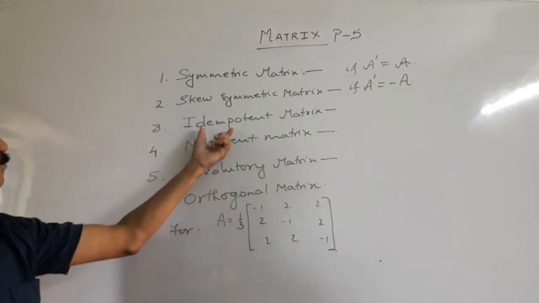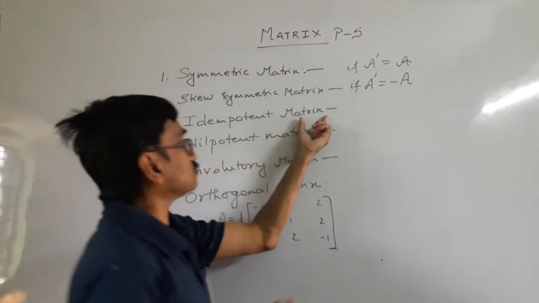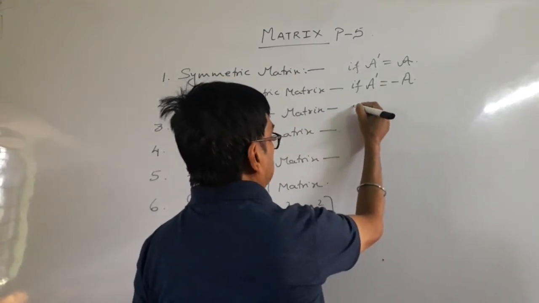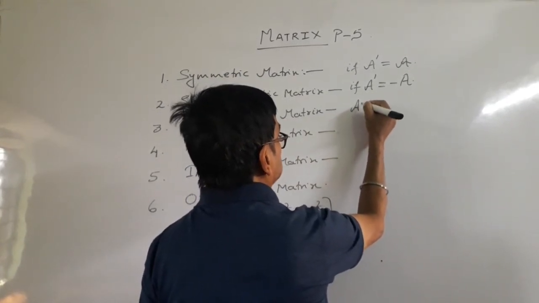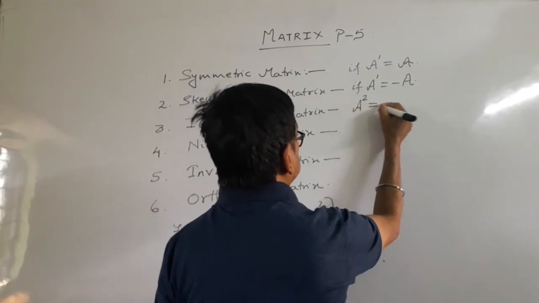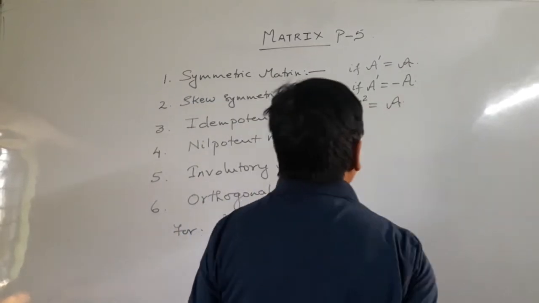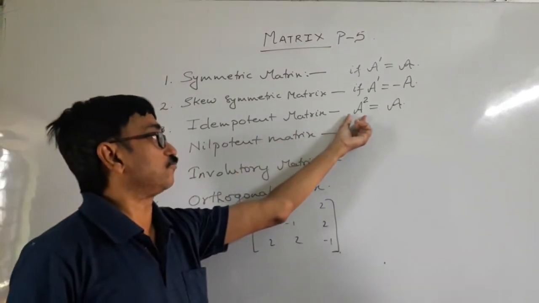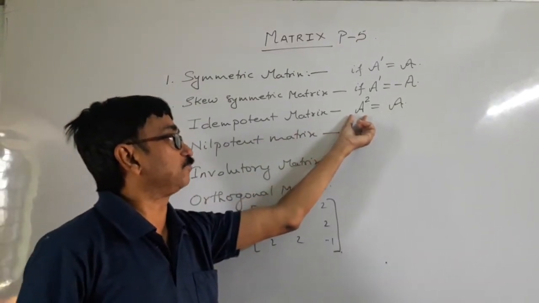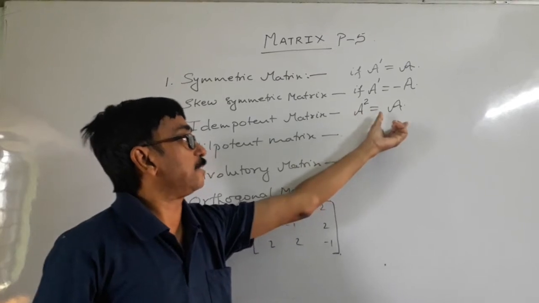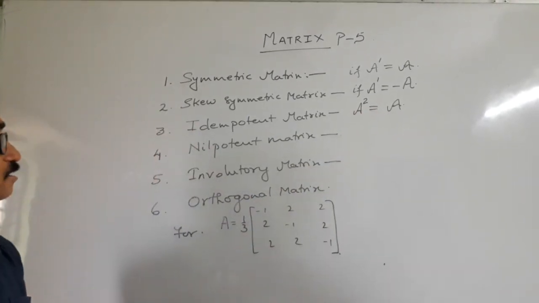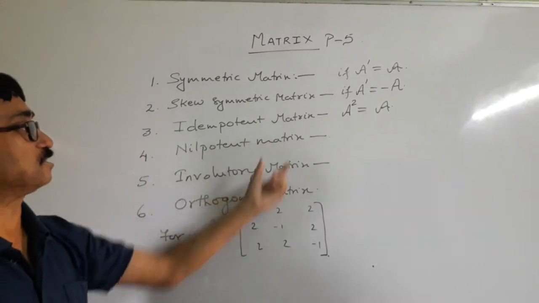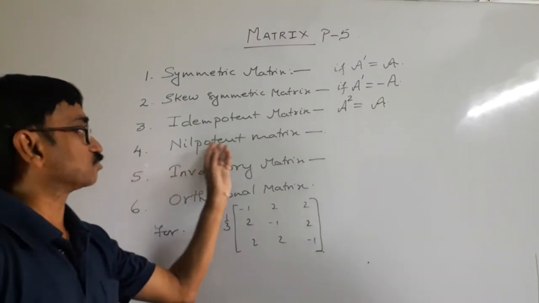Next comes idempotent matrix. It is also a square matrix. For any square matrix, it will become an idempotent matrix if A square is equal to A. If we multiply that matrix, we get the value for A square, A into A, and it becomes again equal to A, then that square matrix is known as an idempotent matrix. Now comes nilpotent matrix. Nilpotent matrix is also a square matrix.